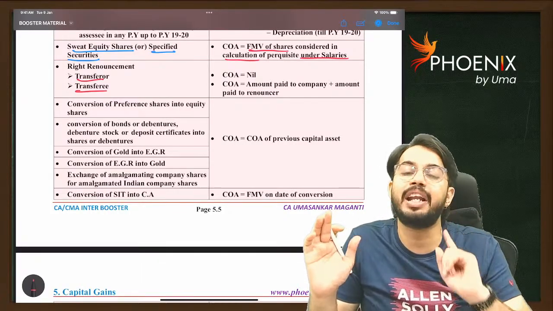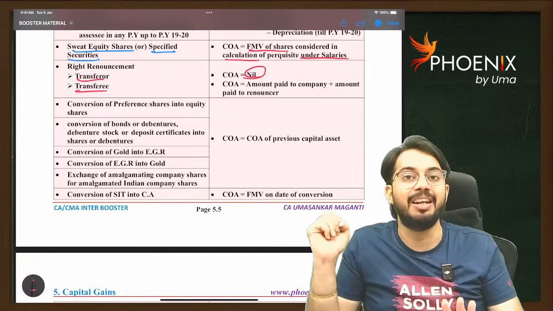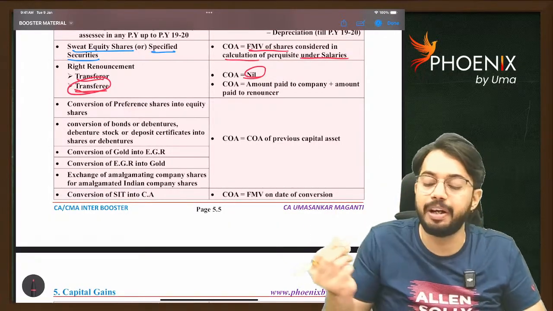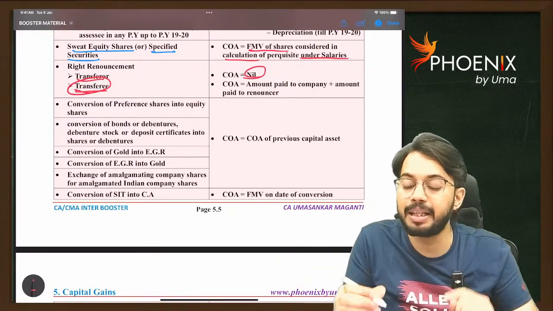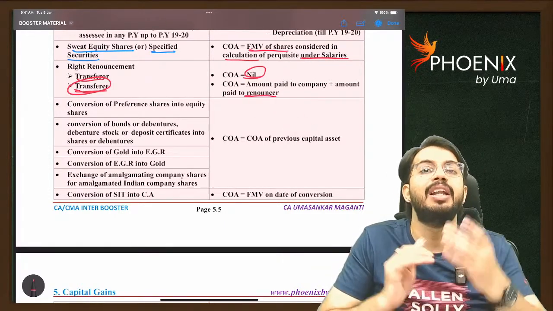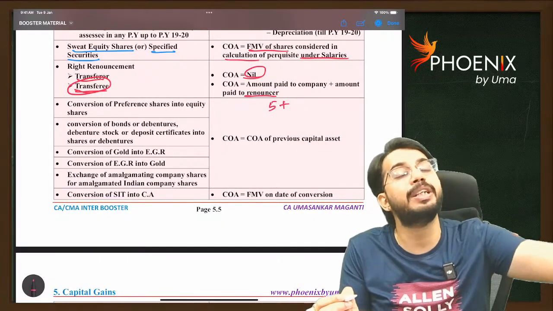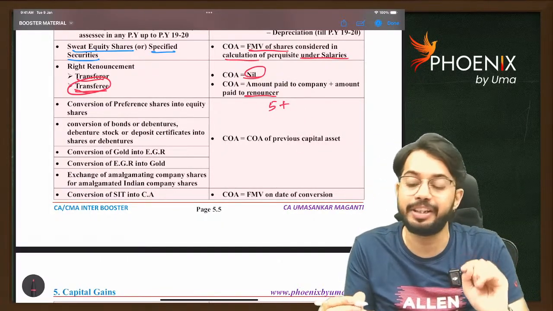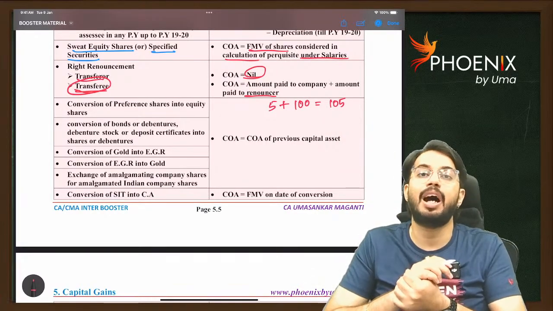So in case of right renouncement, in the hands of transferor, cost of acquisition is zero, but in the hands of transferee, cost of acquisition is equal to amount paid to company plus amount paid to renouncer. Let's say Sinduri paid 5 rupees to me and Sinduri paid 100 rupees to company to purchase the right share. So in the hands of Sinduri, cost is equal to 105. Are you able to understand?